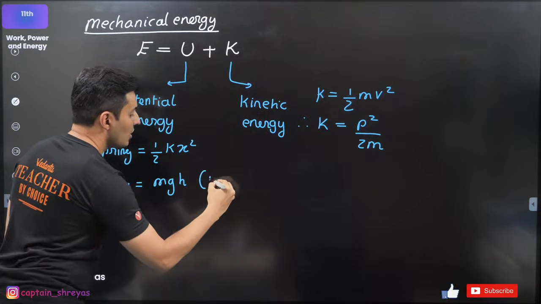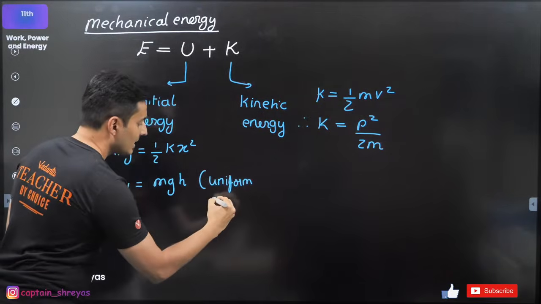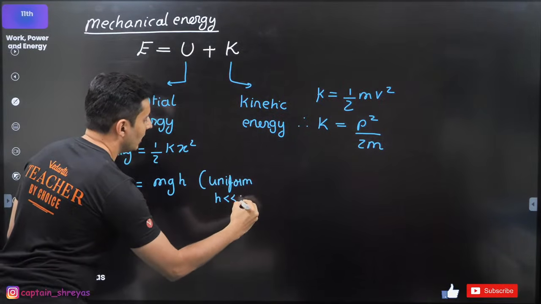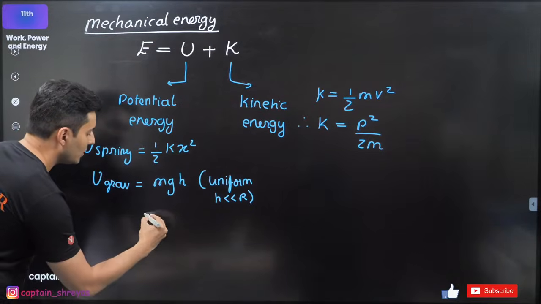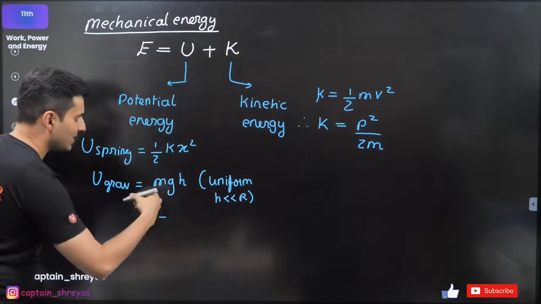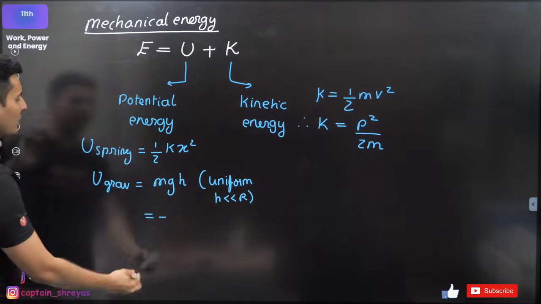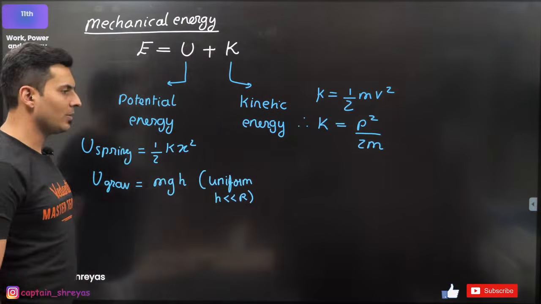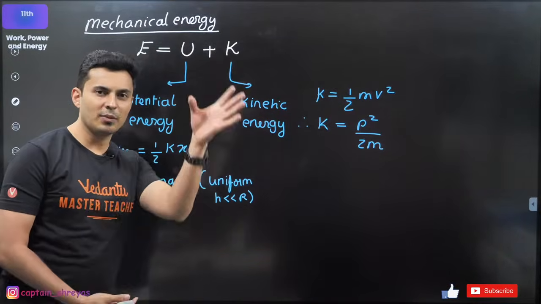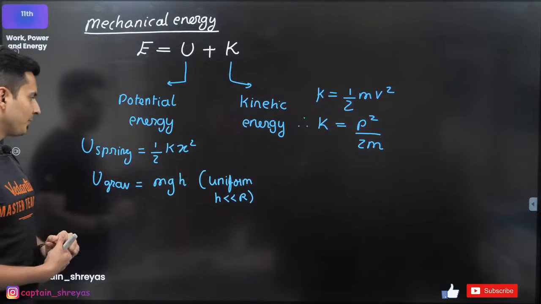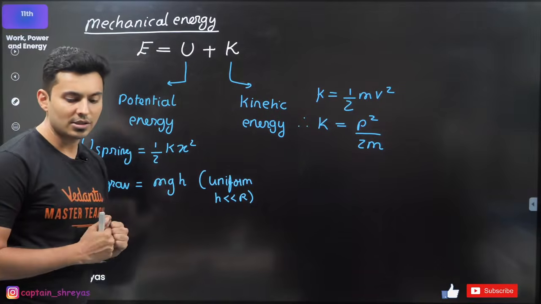But this is when you are very, very close, basically for uniform gravity. That means the height is much smaller than the radius of the planet. If height is more, then you are going to use basically minus G m1 m2 by r squared and all those things, so that you will learn in gravity. For now you don't worry about it. So this is when the height difference is small, gravity is not changing with height, only then you will use it. So these are some important formulas for kinetic and potential energy.